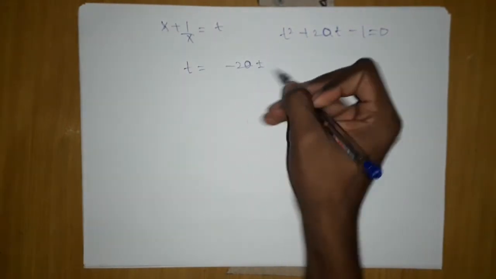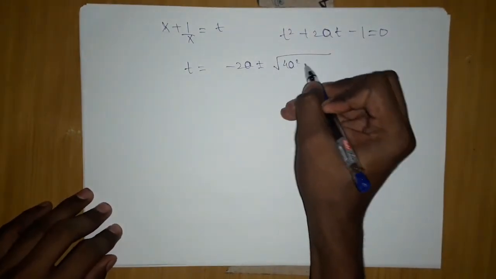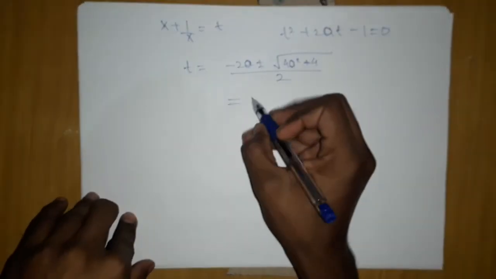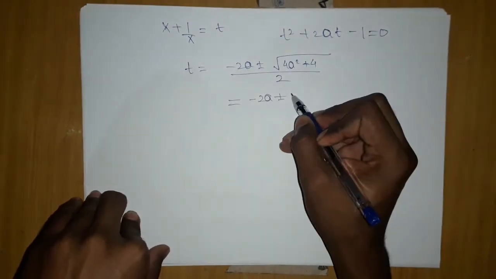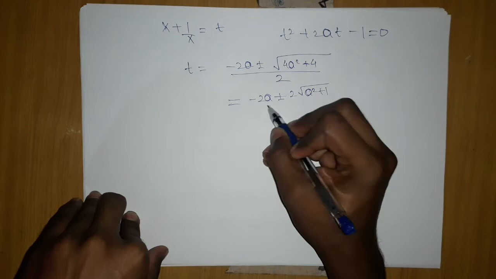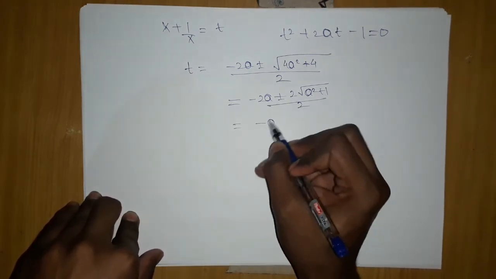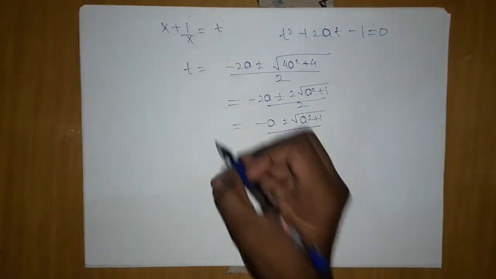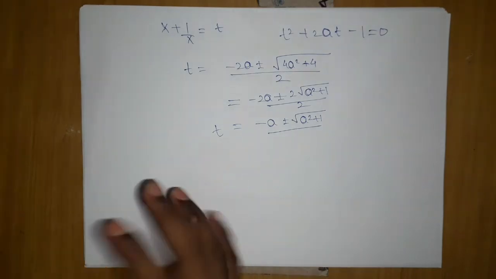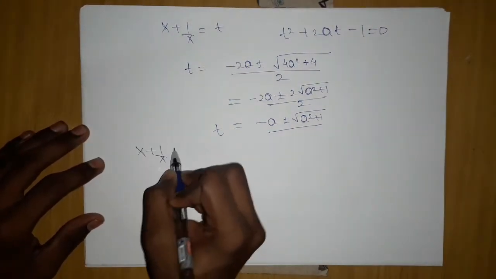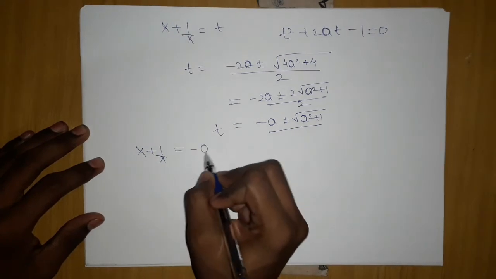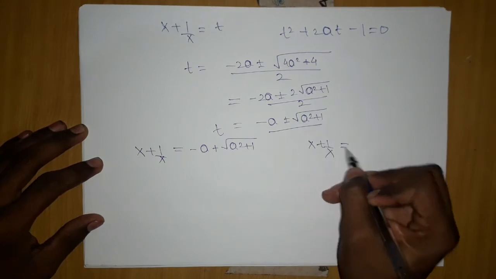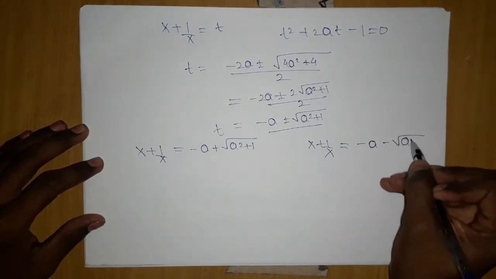t equals minus 2a plus minus under root 4a square minus 4 times 1 times minus 1, meaning plus 4, upon 2. Here 2 will cancel out, so t equals minus a plus minus under root a square plus 1. So we got t. Now put the t value: x plus 1 upon x is equal to minus a plus under root a square plus 1, or x plus 1 upon x can also be equal to minus a minus under root a square plus 1.